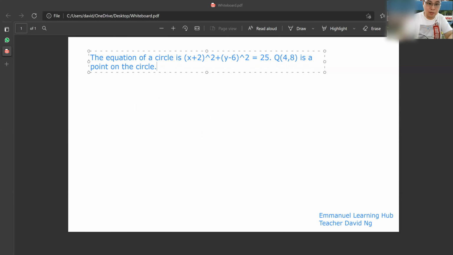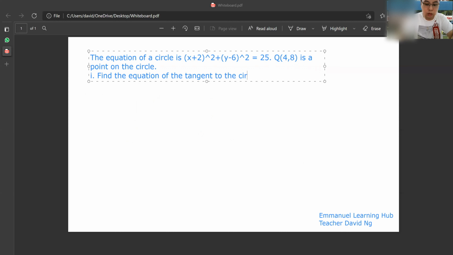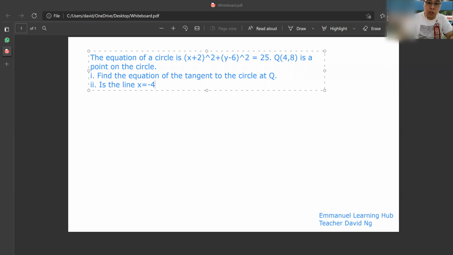Okay, then part 1: find the equation of the tangent to the circle at Q. Then part 2: is the line x equal to minus 4, the tangent, maybe minus 2, the tangent to the circle? Explain your answer.